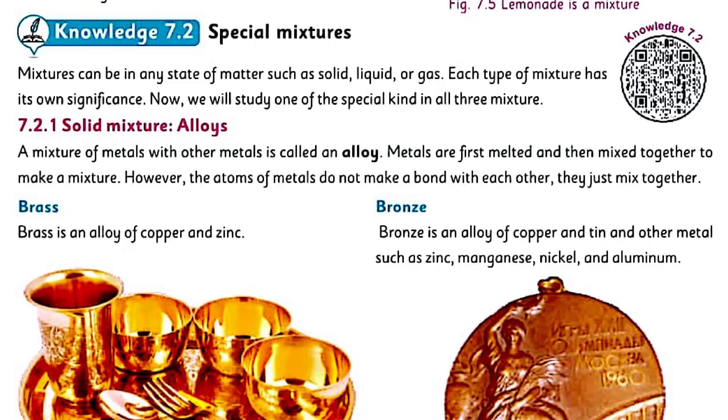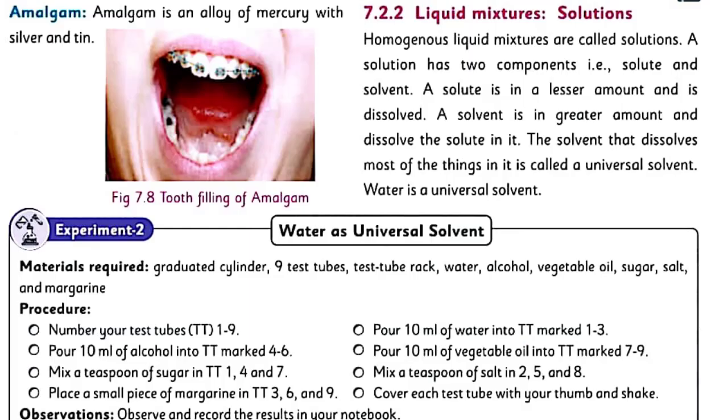Brass. Brass is an alloy of copper and zinc. Bronze. Bronze is an alloy of copper and tin and other metals such as zinc, manganese, nickel, and aluminum. Amalgam. Amalgam is an alloy of mercury with silver and tin. Figure 7.8 Tooth filling of amalgam.